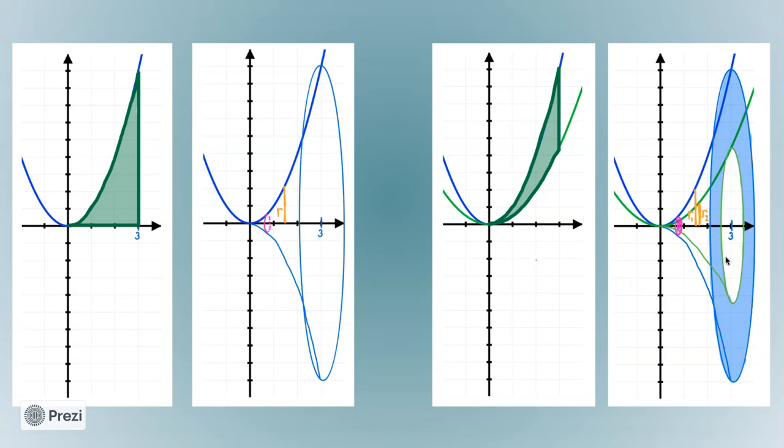So that makes us realize that to find the volume in this example, what we're going to have to do is to calculate the volume that we found earlier and then subtract the volume of this little part here. This is why we call these washers. It's actually a disk minus a smaller disk.